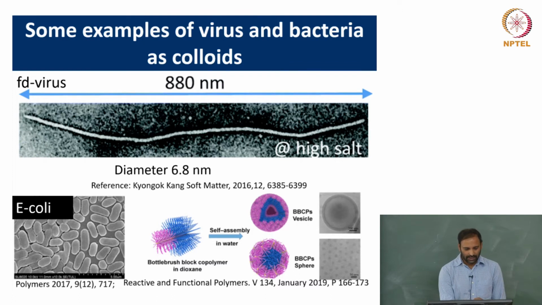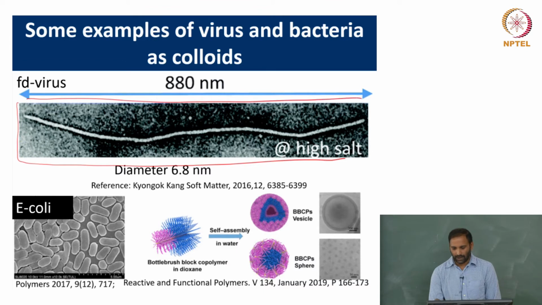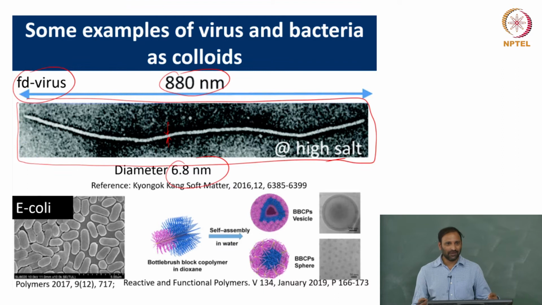So, what you are looking at is an image of a virus, what is called an FD virus. This FD virus has a length of about 800 nanometer, and the diameter is about 6.8 nanometer. You can think of that as an example of a rod-like particle.